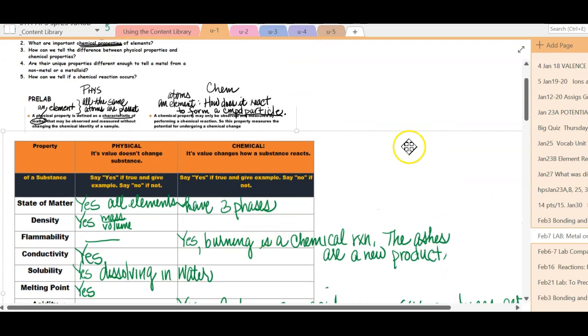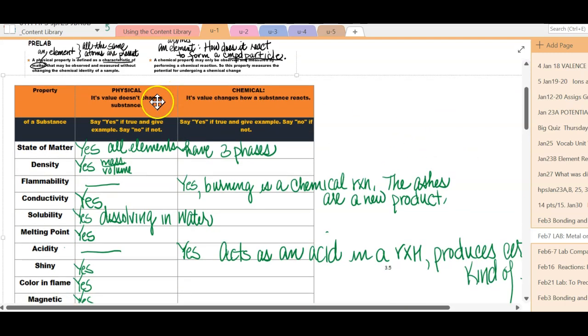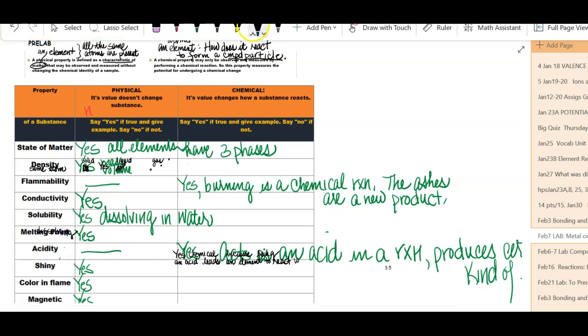All right, so first we were talking about physical properties, where the value doesn't change the substance. For example, state of matter. All elements have three phases of matter. So it's still water whether it's frozen or whether it's water vapor, right? So there's no change in the element.